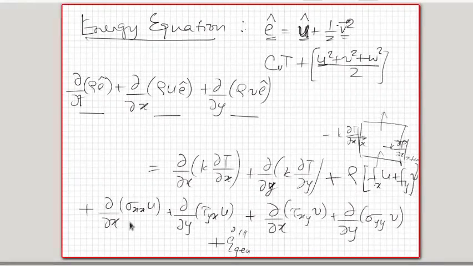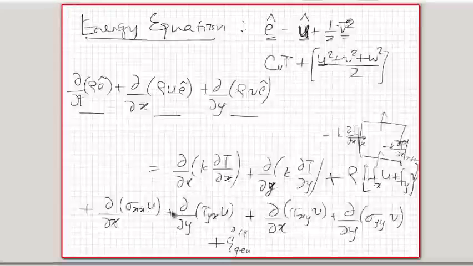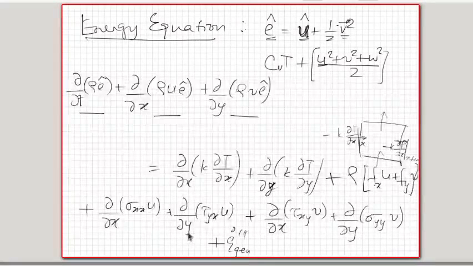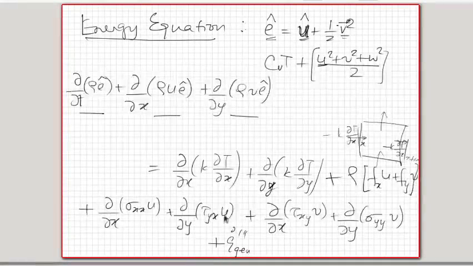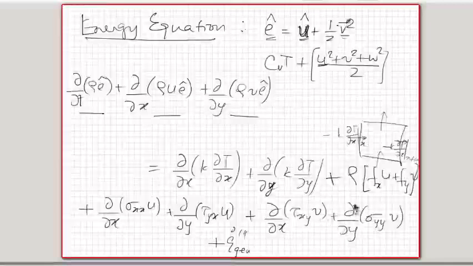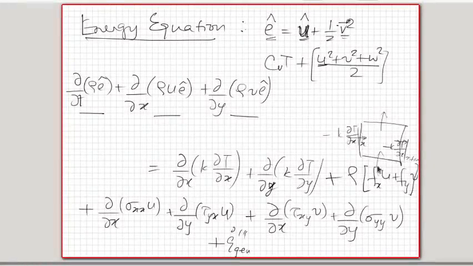So it will be actually ∂/∂x of (σxx u) plus ∂/∂y of (τyx u) plus ∂/∂x of (τxy v) plus ∂/∂y of (σyy v) in these two directions, plus any heat generation that will be there.